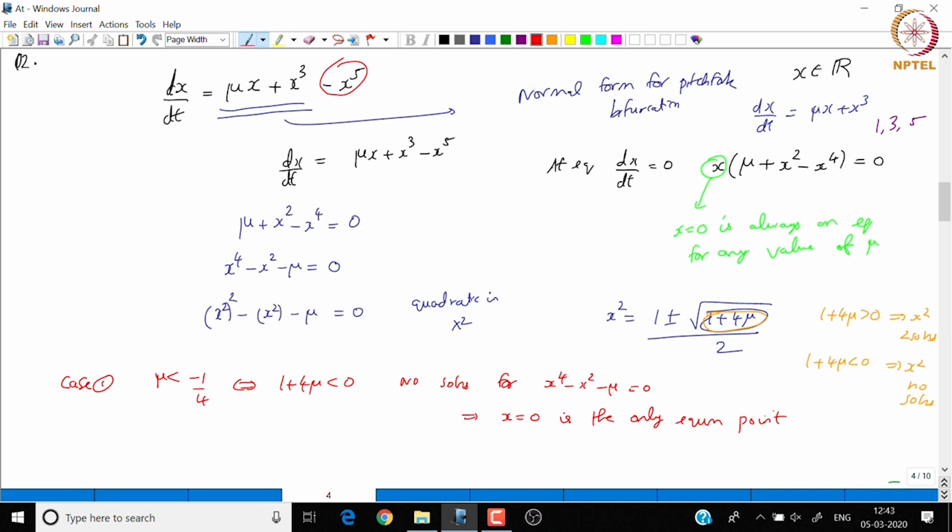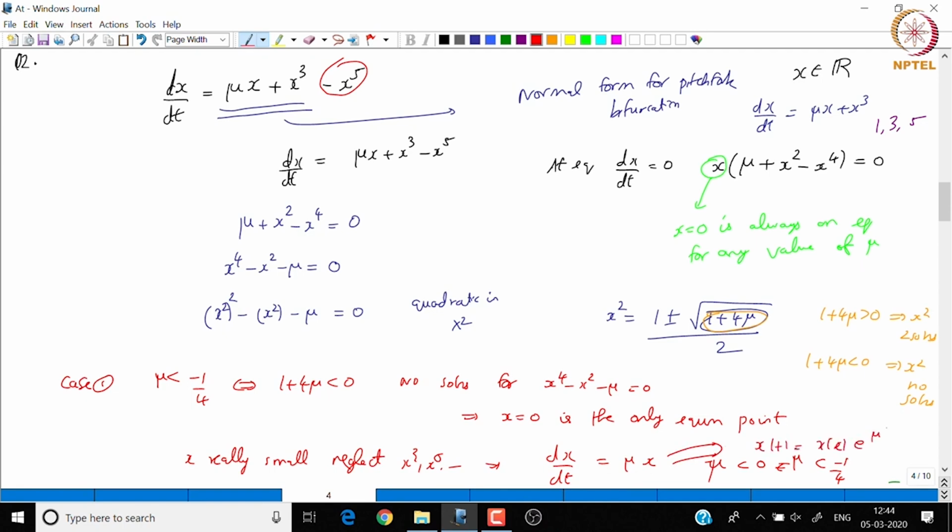So, for stability we want to know what happens when x is perturbed slightly from 0. When x is really small, we can neglect x^3, x^5 and so on, and hence we get dx/dt is equal to mu x, and mu here is negative because mu is less than minus 1 by 4. Now, when mu is negative, the linear equation dx/dt equal to mu x is stable, right, because the solutions for this differential equation are x(t) equal to x(0) e^(mu t), and when mu is negative everything decays to 0.